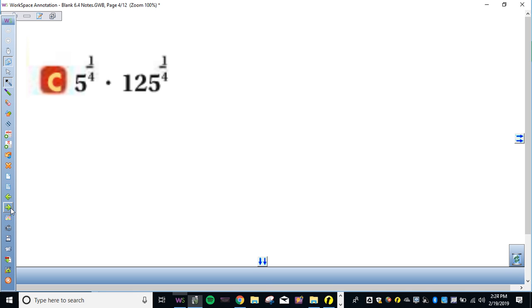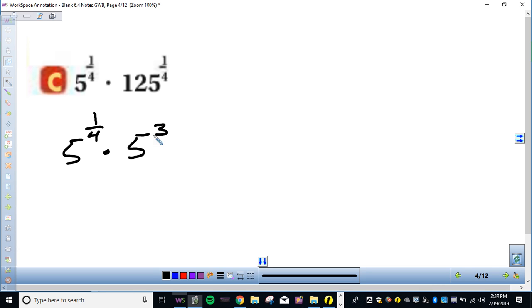So we're going to do this one 2 different ways. We're going to do it exponentially first and then do it radically after. So we're going to leave everything as an exponent. I want to try to get the same base. So I look at my base of 5. 125 is 5 to what power? 5 to the third. So I'm going to rewrite this like 5 to the 1/4 times 5 to the third, right? That's the same as the 125. And then I still have that 1/4 outside.